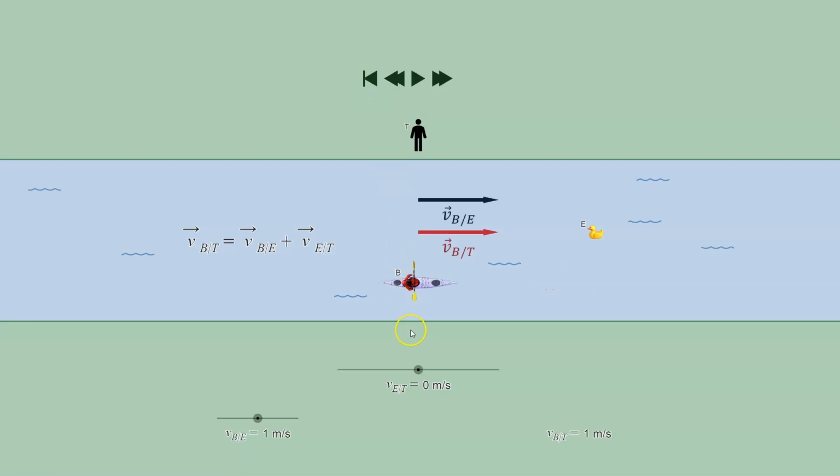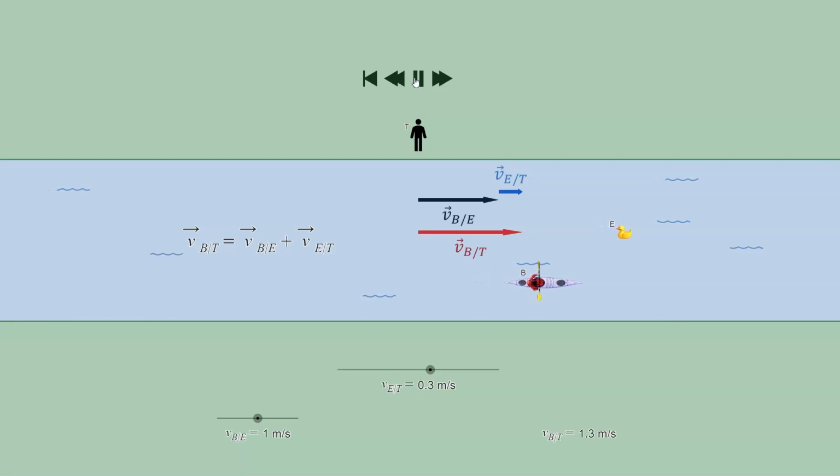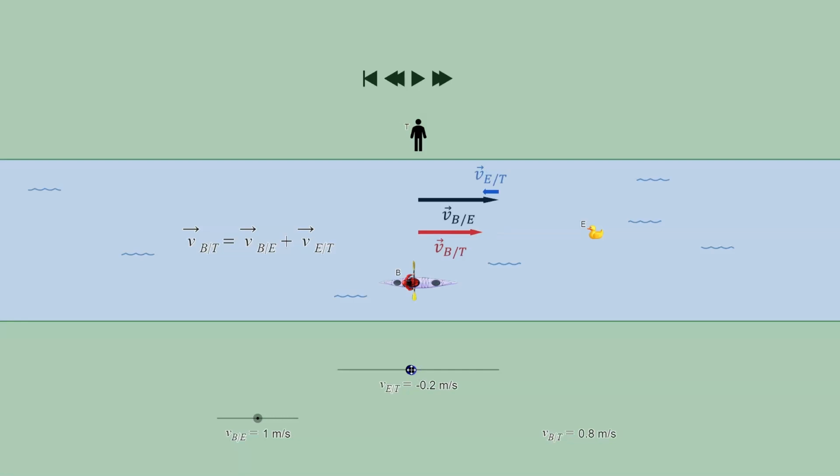If we add a current of 0.3 meter per second to the right, and the velocity of the boat relative to the water remains at 1 meter per second, the observer on land should measure a boat speed of 1.3 meters per second. Similarly, if the current is 0.3 meter per second to the left, the observer on land measures a boat speed of 0.7 meter per second.